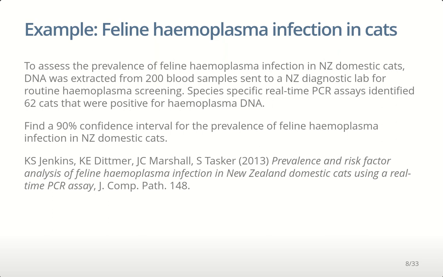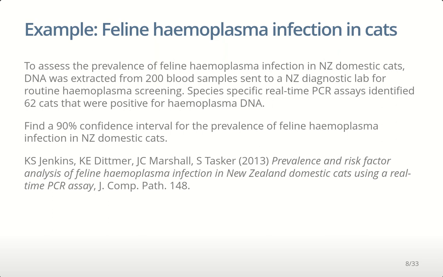Okay, and we're asked to find a 90% confidence interval for the prevalence of feline haemoplasma infection in New Zealand domestic cats. Right, so we can very easily work out the prevalence within our sample, right? The prevalence within our sample is 62 positive out of 200, right? So 62 divided by 200. 62 divided by 2 is 31, so this is 31%.